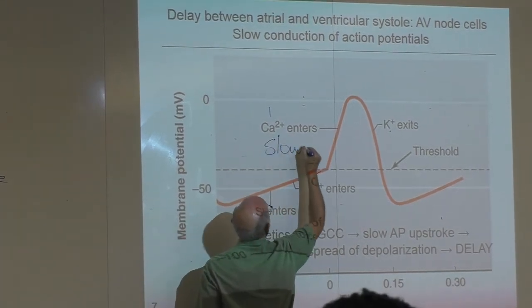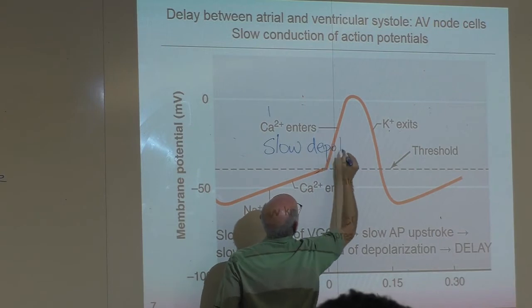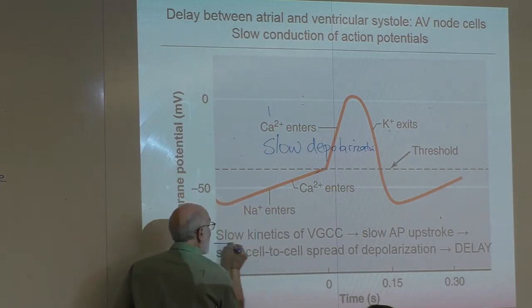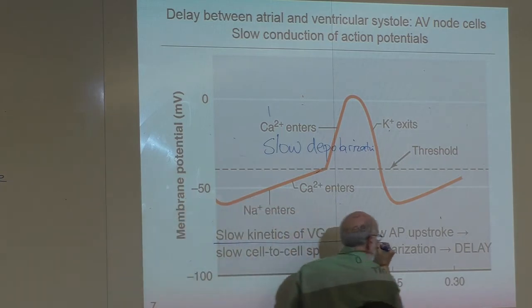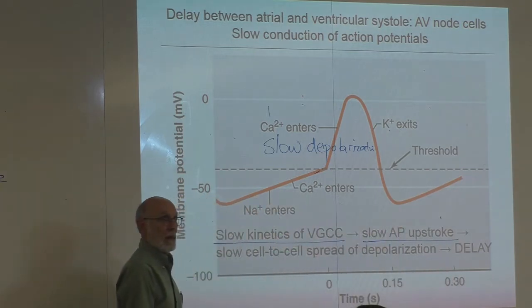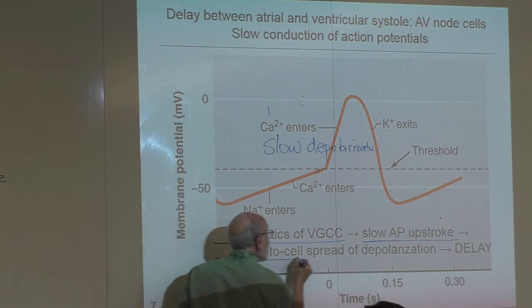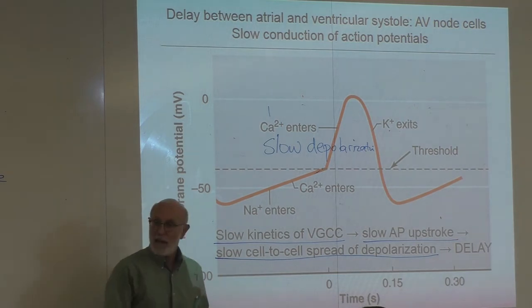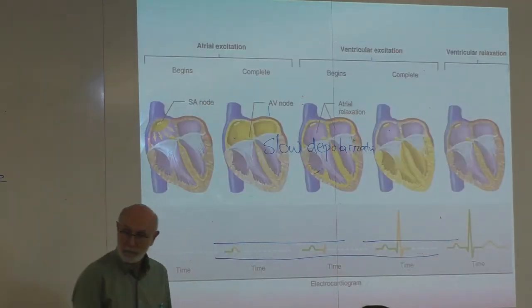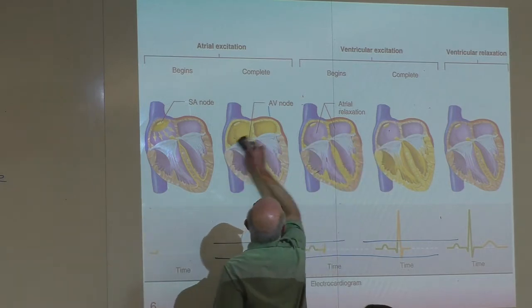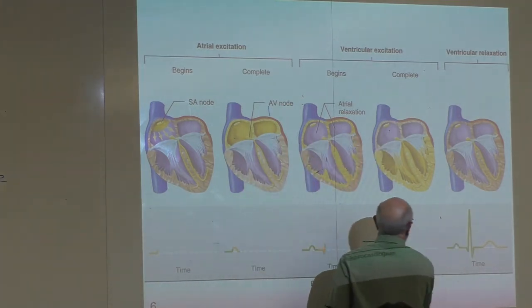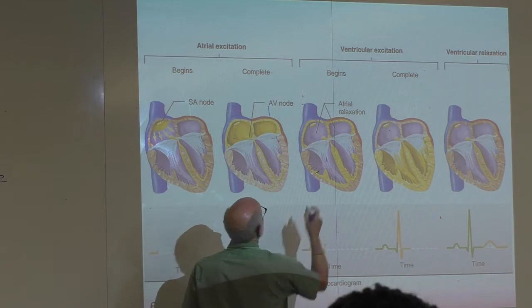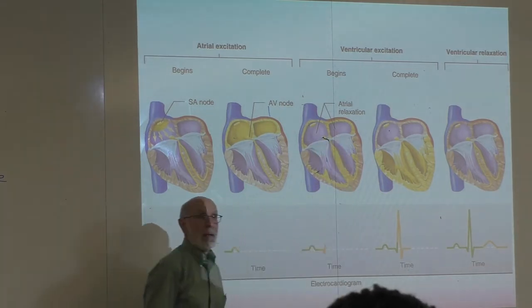Slow depolarization. Slow kinetics of voltage-gated calcium channels cause a slow depolarization, which causes slow cell-to-cell spread of depolarization in the AV node. And that slowness of moving action potentials through the AV node causes the delay.